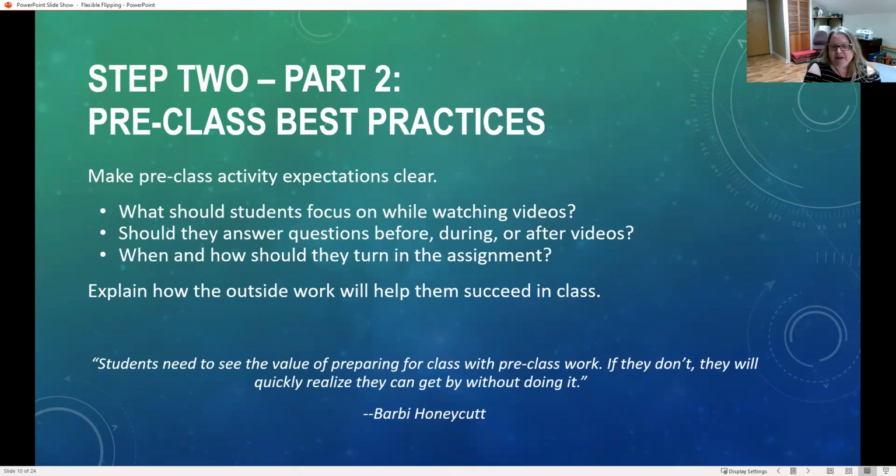I love this. Barbie Honeycutt is one of the people behind some of that Flip network. But students need to see the value of preparing for class with the pre-class work. If they think that they can get by without doing it, they're going to. And so really being able to hold students accountable for that.